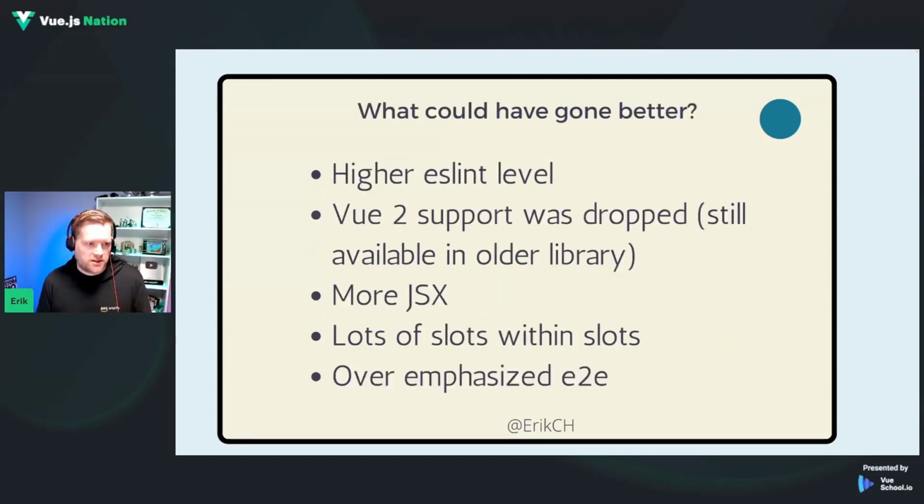But what could we have done better? There's so many great ESLint levels in your code. We definitely put a Vue 3 recommended, but we should have put a higher level, put more ESLint rules because it could have caught some more issues.